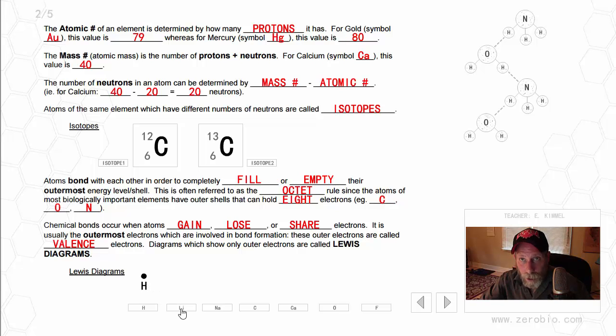If we jump to lithium, however, atomic number 3, there are 3 outer electrons in lithium, and check out this.